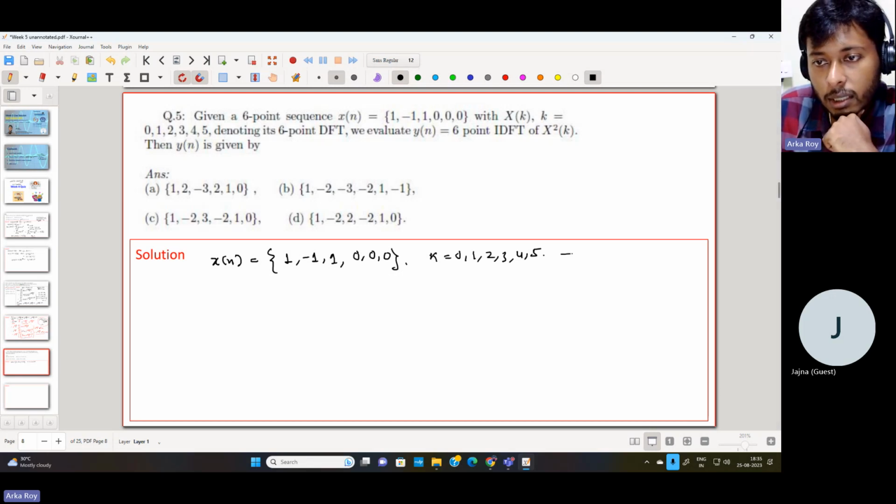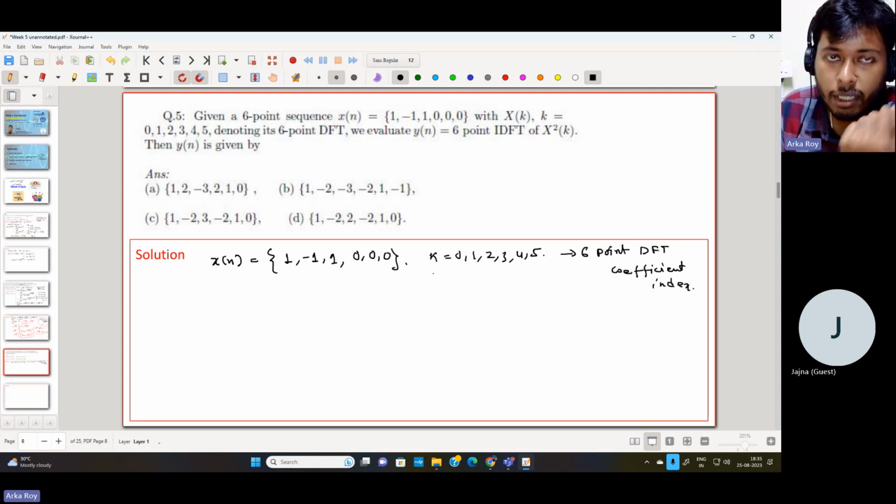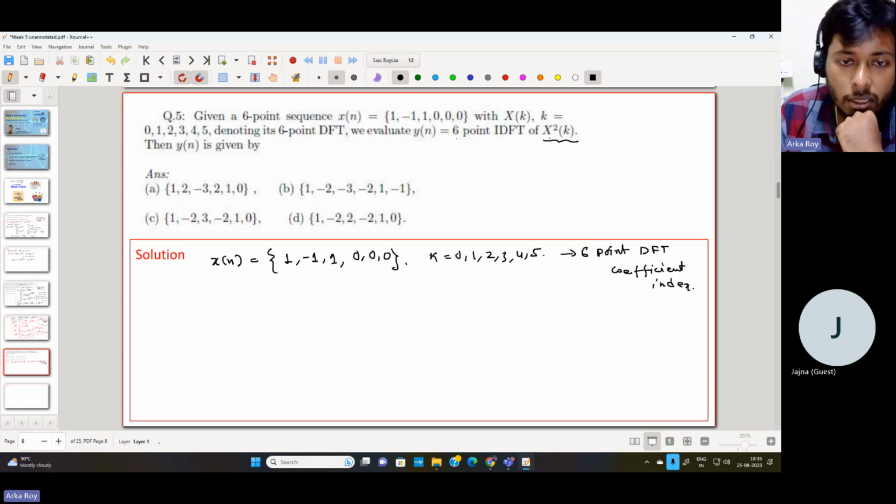So that means this is a 6-point DFT coefficient index. We have been given a 6-point DFT coefficient index, as the DFT index k is varying from 0 to 5. So this is a 6-point DFT index. So we need to evaluate y of n, which is also a 6-point IDFT of X square, the DFT square of X of k.